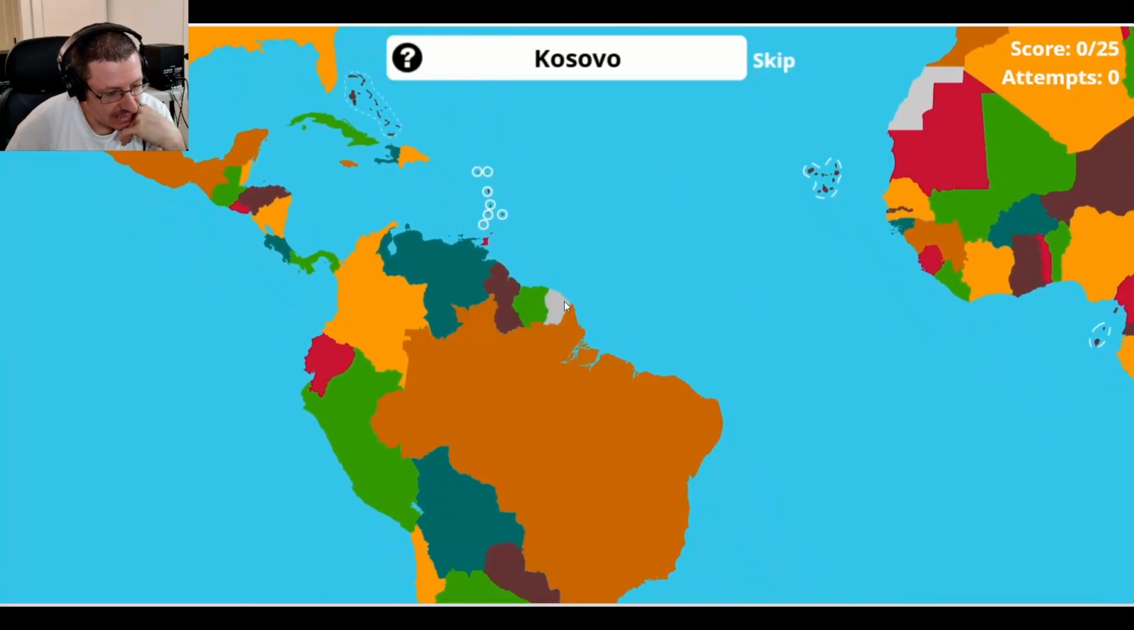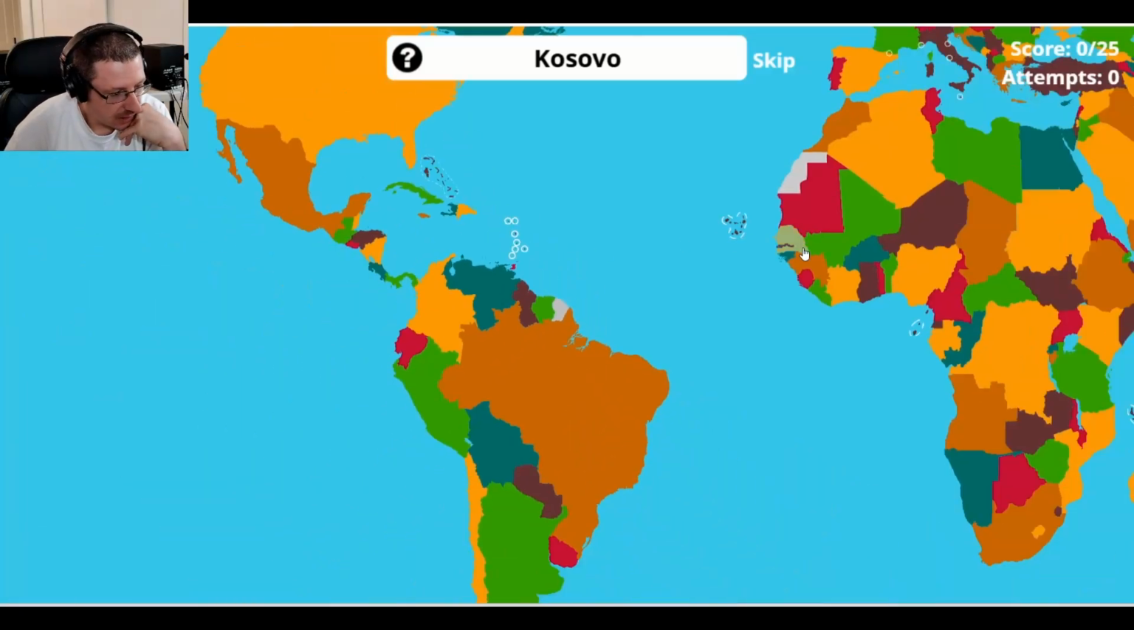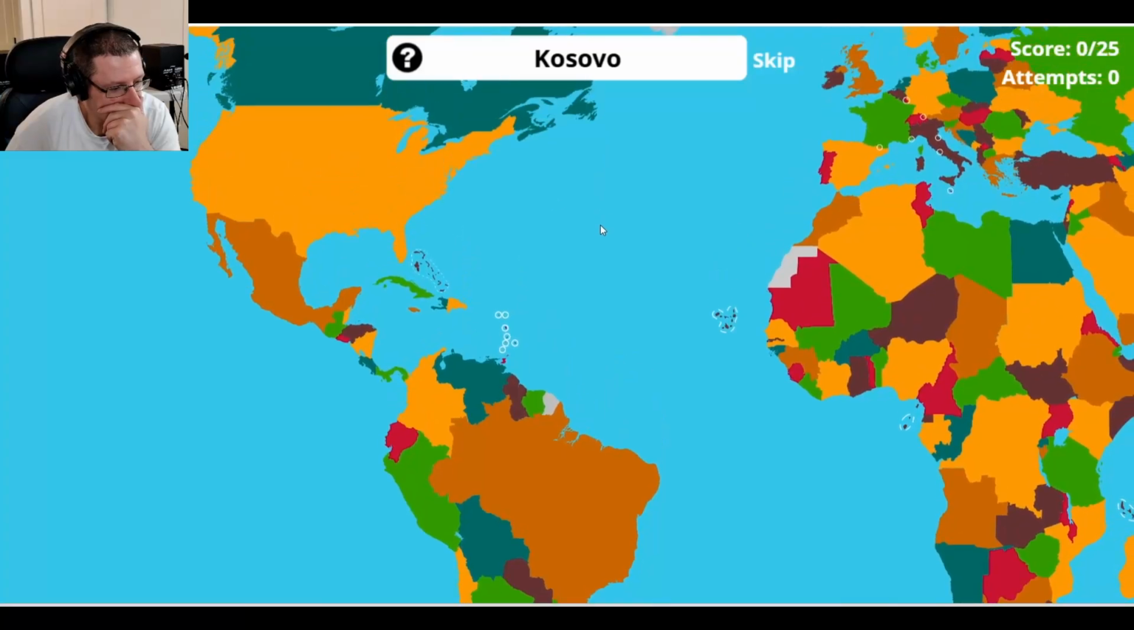Oh, see, it didn't include this, so it's gray. So this is Suriname, and this is Guyana. This is French Guiana. This is also like 90% forest there. I think that's it for that.